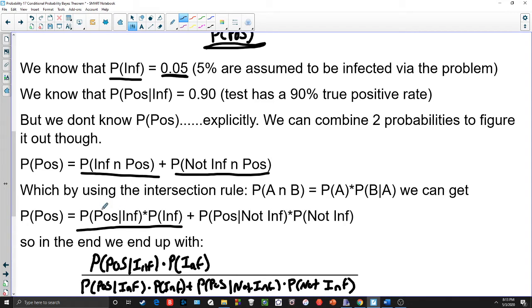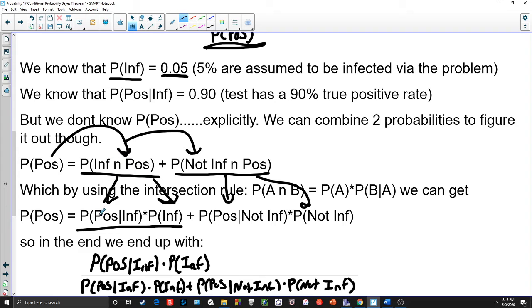The probability that I'm positive given that I'm infected times the chance I'm infected, plus the probability I test positive and am not infected times the chance that I'm not infected. So I break these two down into their component parts. It's basically a double breakdown here. I break down the overall chance of a positive result into its two different versions, infected and positive, and not infected and positive. And then I break these two down into their core components.